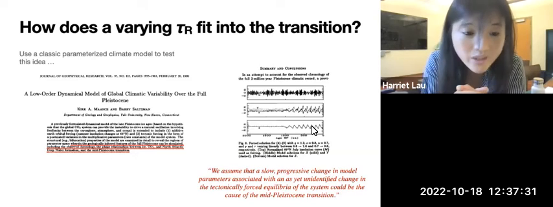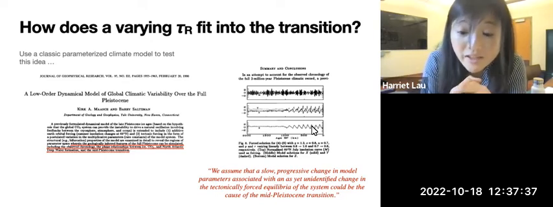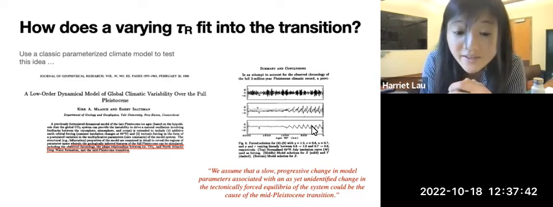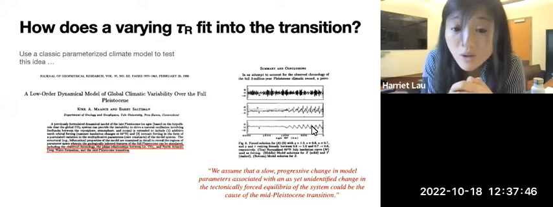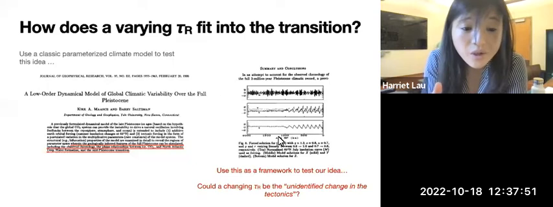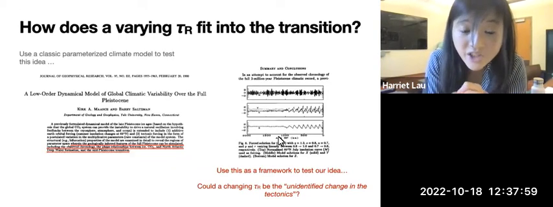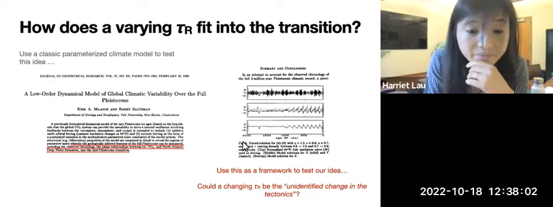And so it's actually intriguing. In their closing paragraph, they note, "We assume that a slow progressive change in model parameters associated with an as yet unidentified change in the tectonically forced equilibrium system could be the cause of the mid-Pleistocene transition." And so we're going to use their system of equations as a framework to test our idea and ask if changing tau R could be this unidentified change in tectonics.